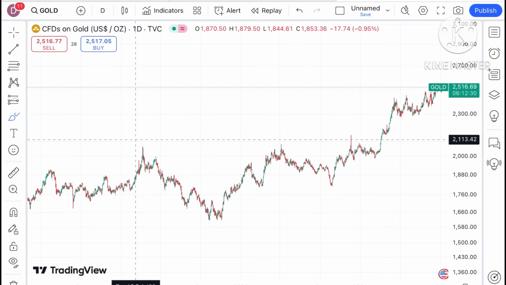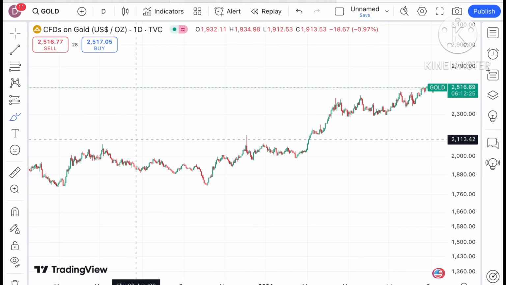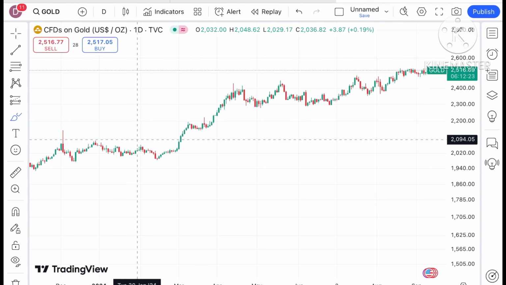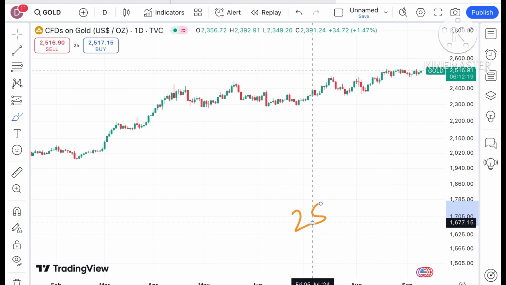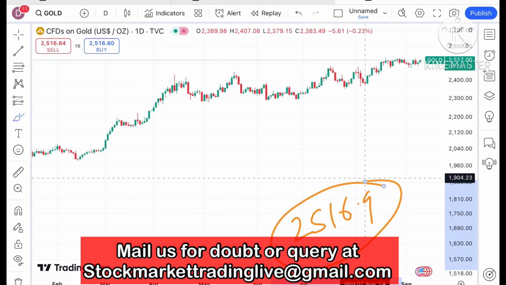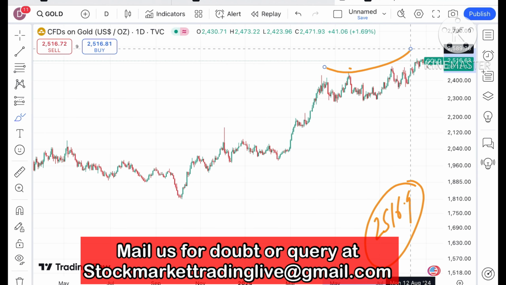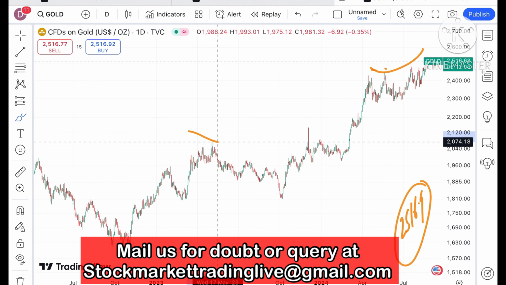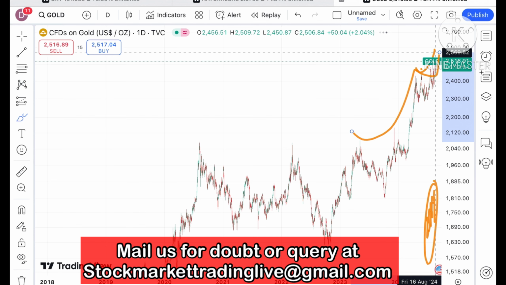So today in this video I'll explain how the price of gold has moved in the last 2 days and how it can move in the next 2 days. If you look at the chart, gold is trading at a level of $2516.91. I've already explained that chances are high we can see further upside movement because this bigger pattern is forming.